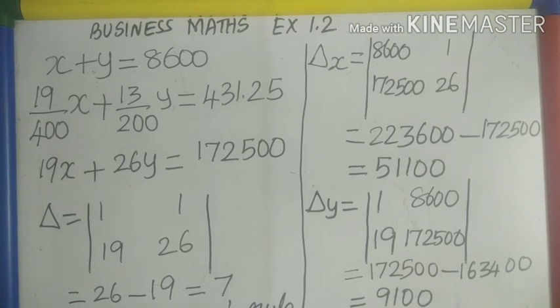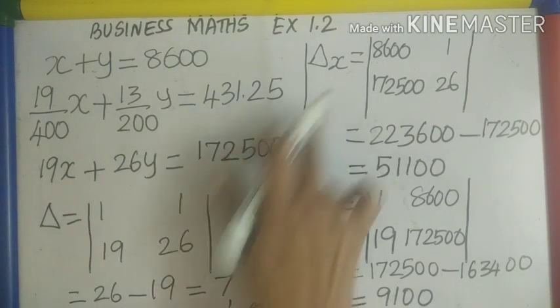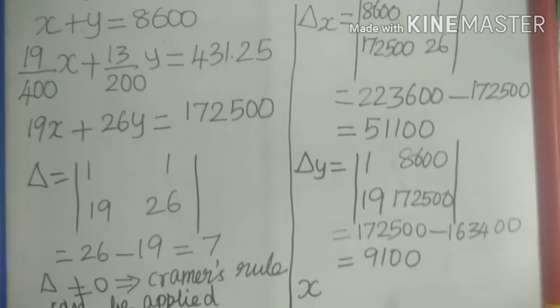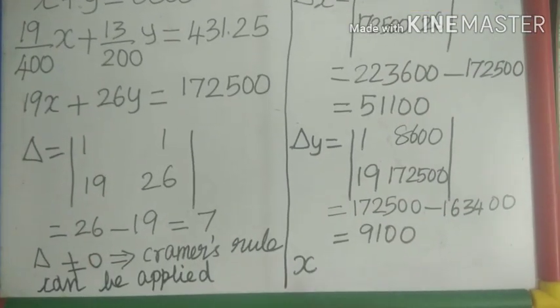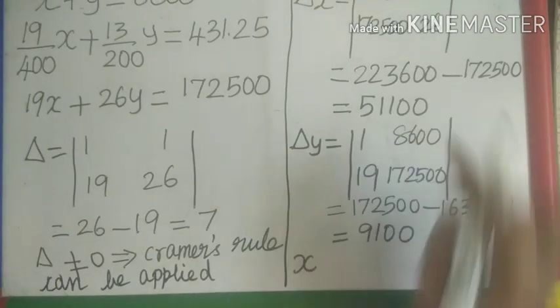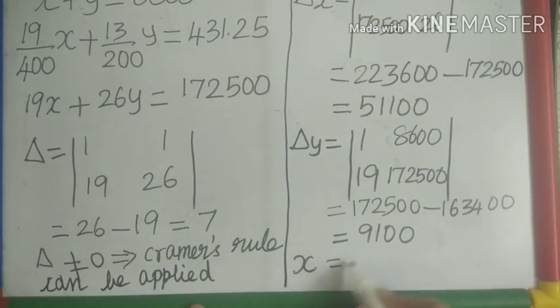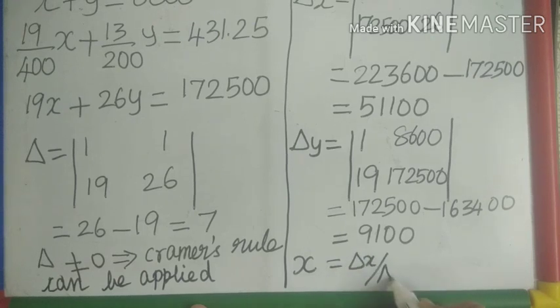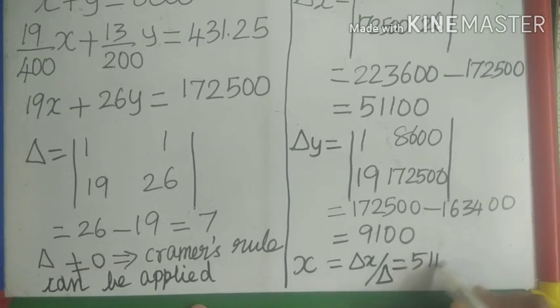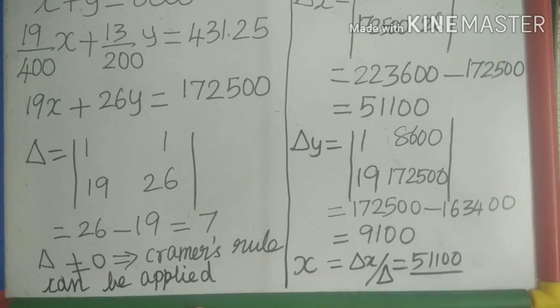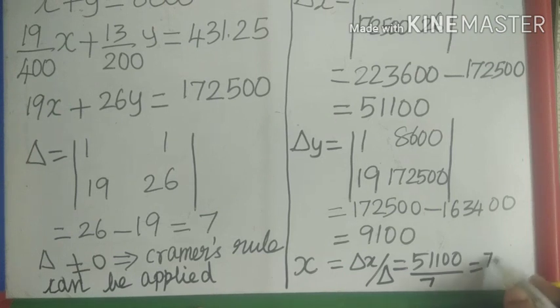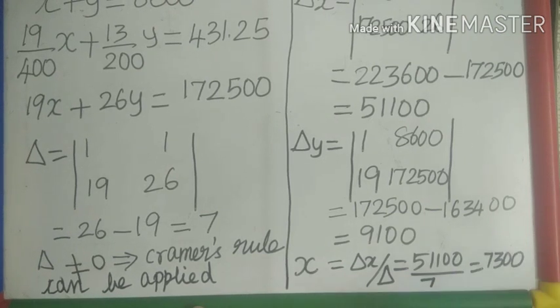Now, having found del x and del y, what is del x equal to? 51100. And what is del? 7. What is x value? Del x divided by del. 51100 divided by del value 7. As I divide, I get 7300.